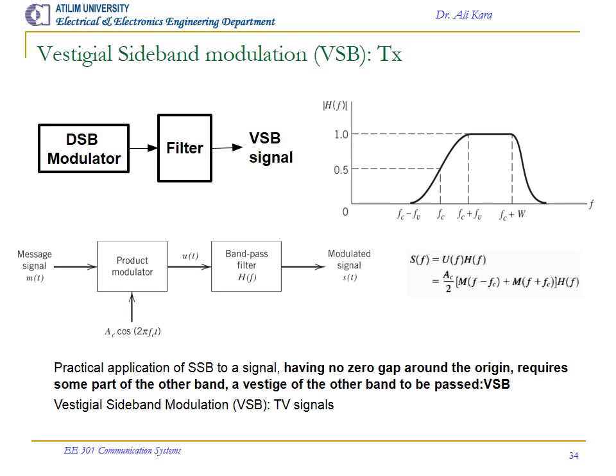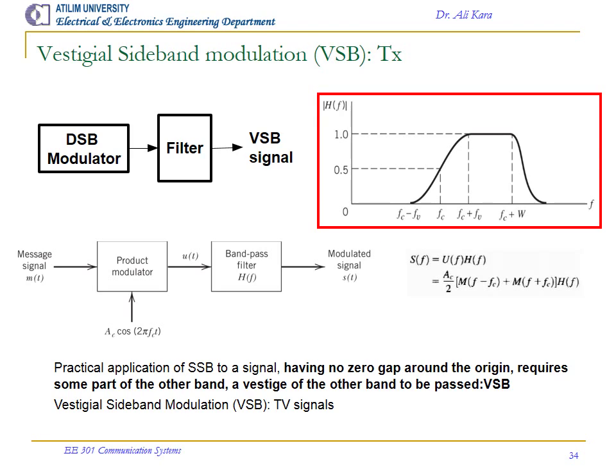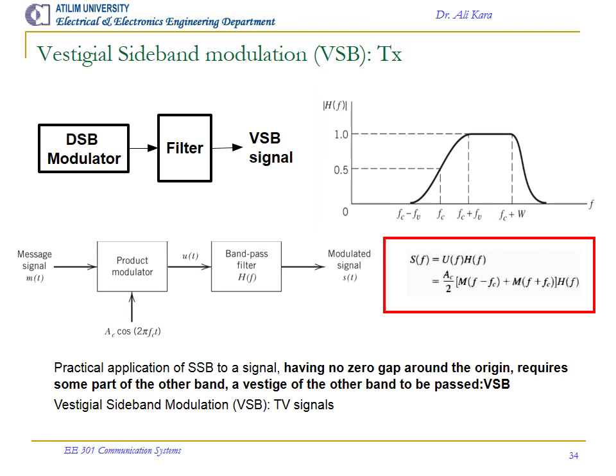Vestigial sideband modulation, VSB, TX. Vestigial sideband signal is generated by passing the double sideband signal through some filter. The response of the filter H of f is like this. It includes one side and some residual part, hence the name vestigial. The resulting signal S of f is A_c over 2, M of f minus f_c plus M of f plus f_c, times H of f.